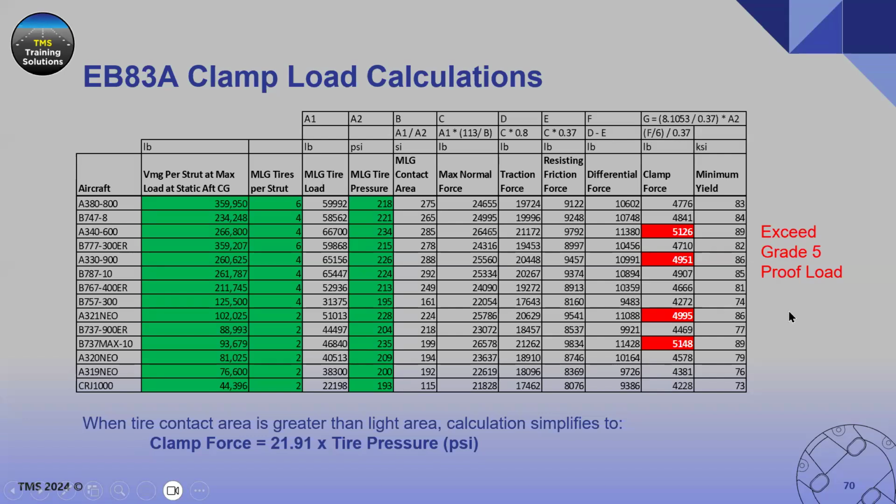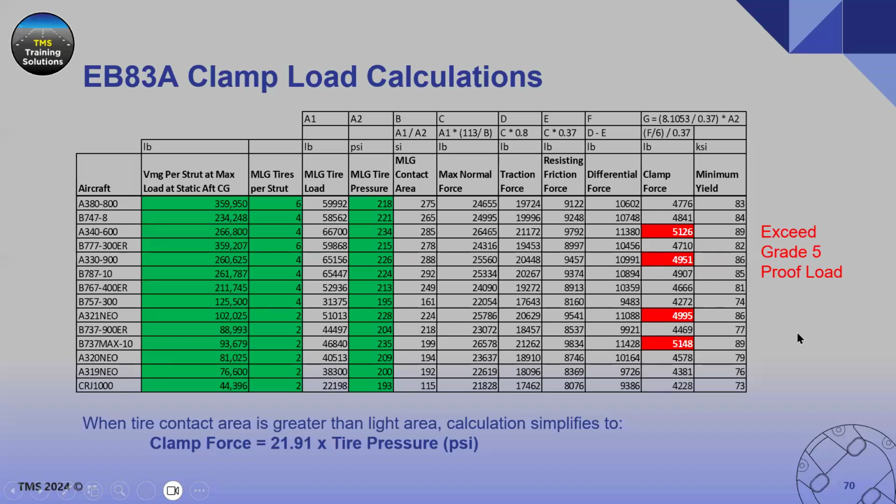And one way to simplify these calculations, you'll see down at the bottom that for most of these larger aircraft, the tire footprint, the contact area, is larger than the light area. This whole calculation simplifies down to a function of tire pressure. So that can be your very simple, easy guess at what clamp force could be, to give you at least a close number.